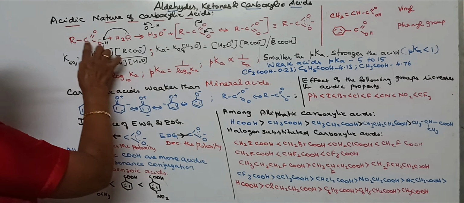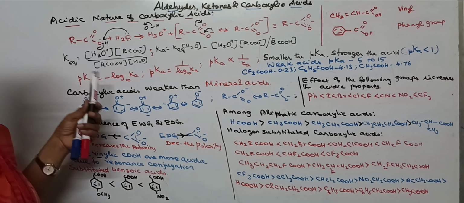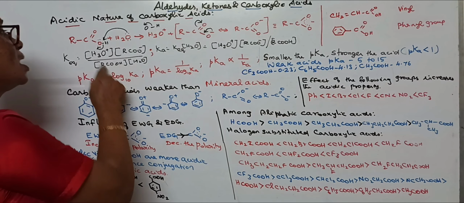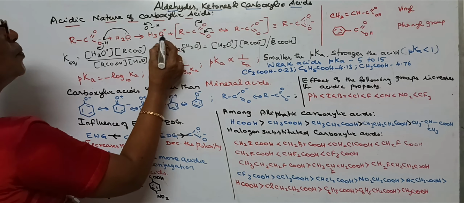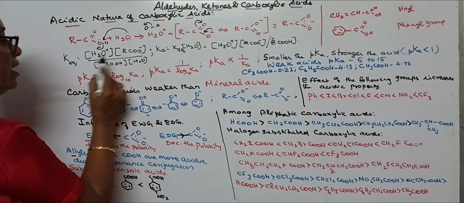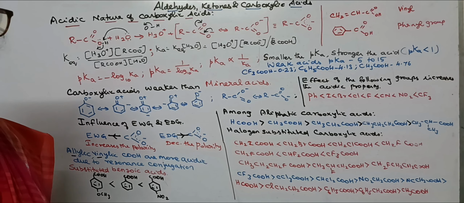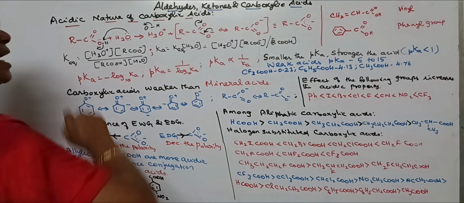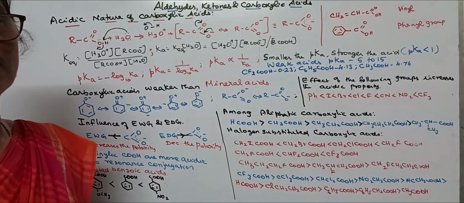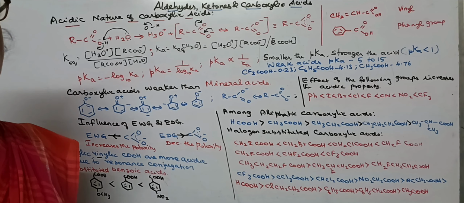Okay, let us write the equilibrium constant for this reaction. Equilibrium constant is nothing but the product of concentration of products divided by the product of concentration of reactants. So here the products are the hydronium ion and the carboxylate ion. Those concentration terms are taken, which is divided by the concentration of carboxylic acid and the concentration of water. And here the carboxylic acid dissociation is favored only in a large amount of water. When you increase the volume of water, the dissociation of carboxylic acid will be more favored.